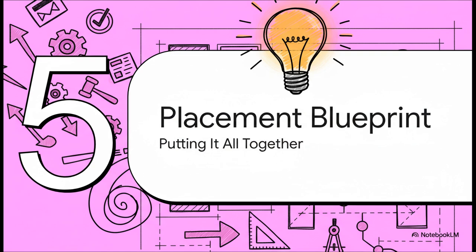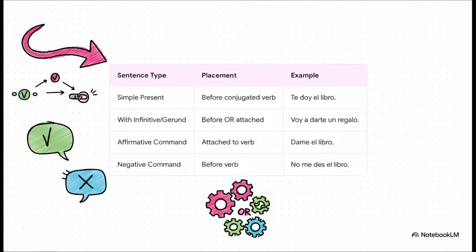Now it's time for that aha moment, where we put all the pieces together into one single, easy-to-use blueprint. And here it is. This is your personal blueprint. For pretty much any sentence you can think of, just ask yourself what kind it is. A simple sentence, pronoun goes before. Got two verbs? Hey, you've got a choice. Positive command, attach it. Negative command, put it before. This one table is basically your key to getting it right every single time.